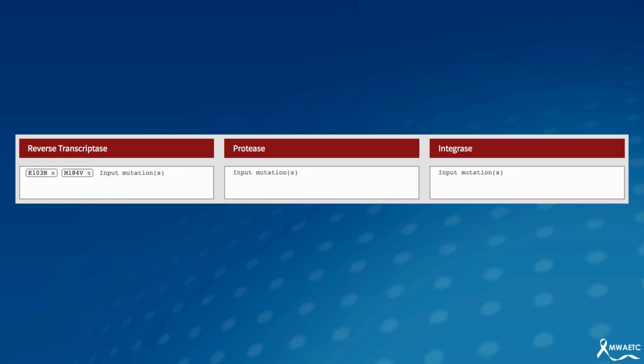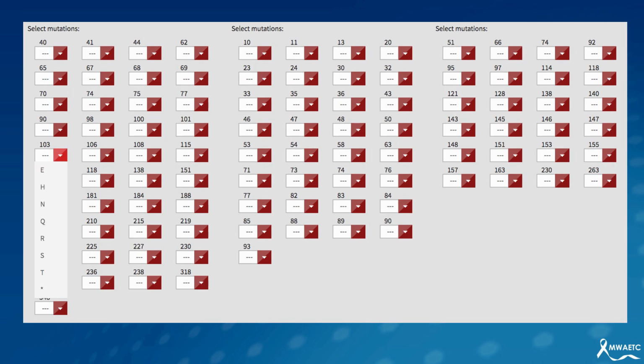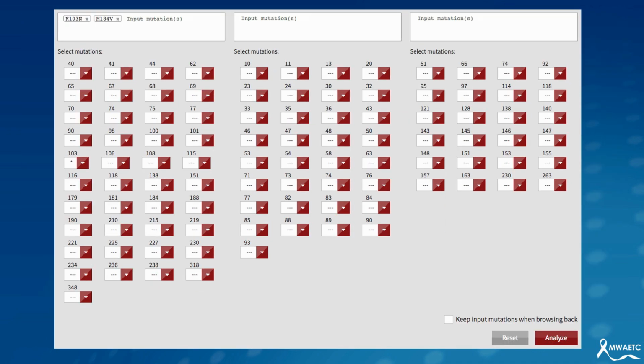So let's say I want to put in K103N and M184V, like from the case. I can type those. I can type K103N, enter, and then M184V, enter. I could copy and paste them if I have them in a clinical note, separated by commas or semicolons. Or I could use this pull-down menu and do M184V, and then K103N. And either way, I will make sure that they get up there in the correct category, and then I will click Analyze.